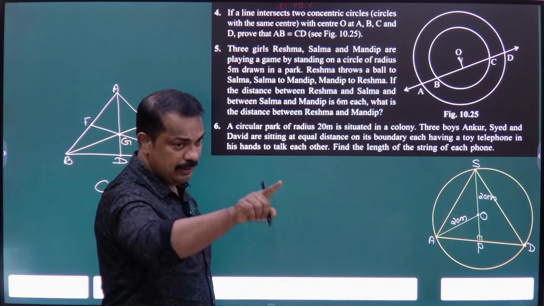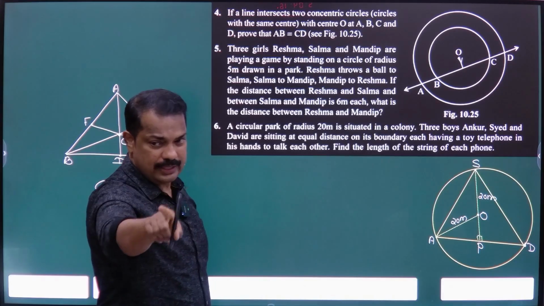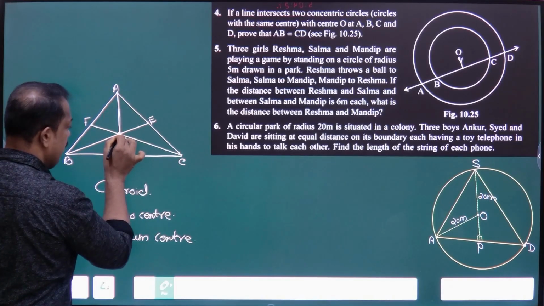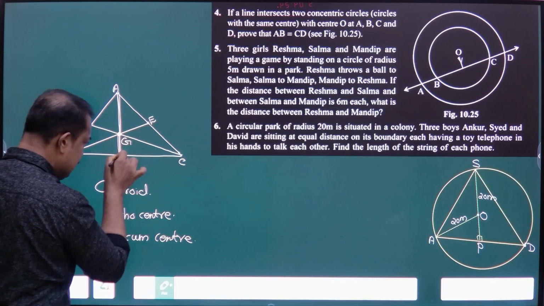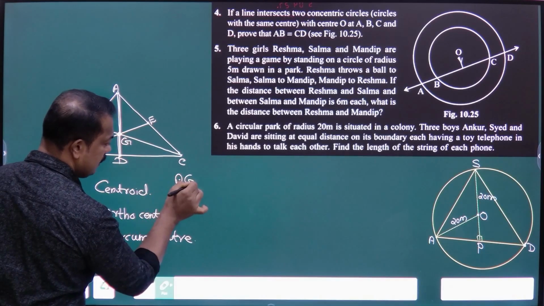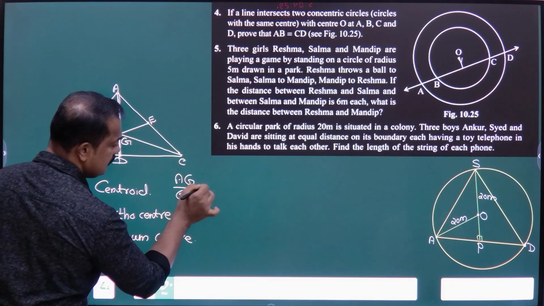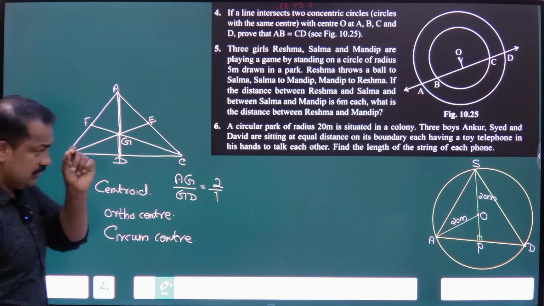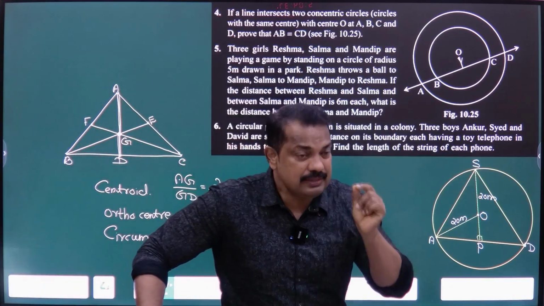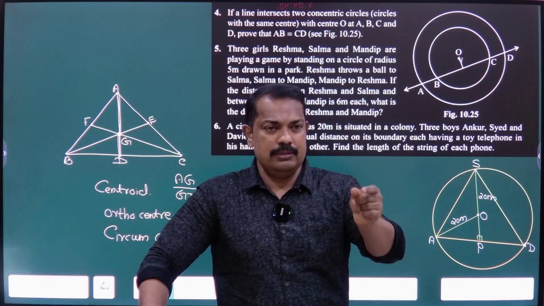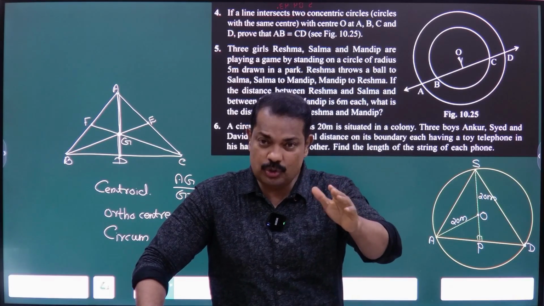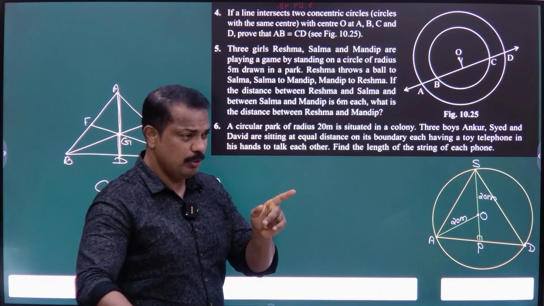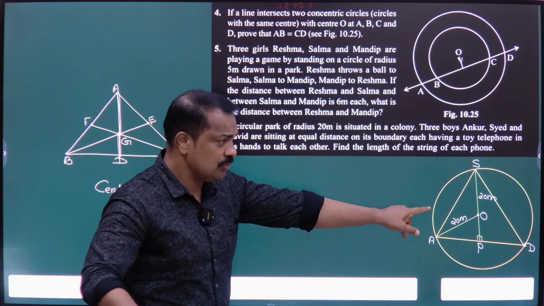Centroid divides median in the ratio 2:1 means, if this is the centroid G, then AG divided by GD is equal to 2 divided by 1. Centroid divides median in the ratio 2:1. Very important property. That property you want to apply here to solve this question.